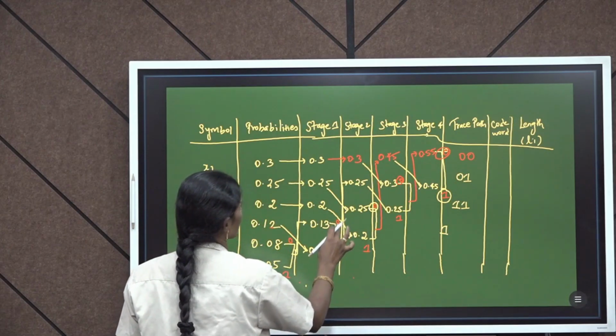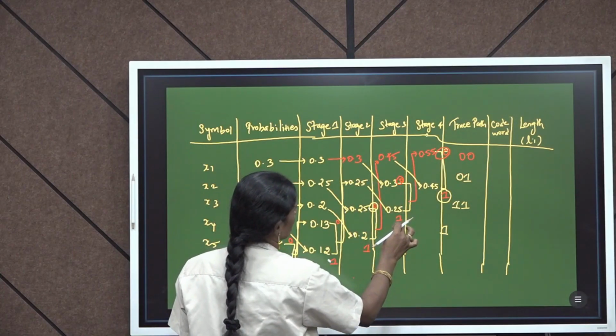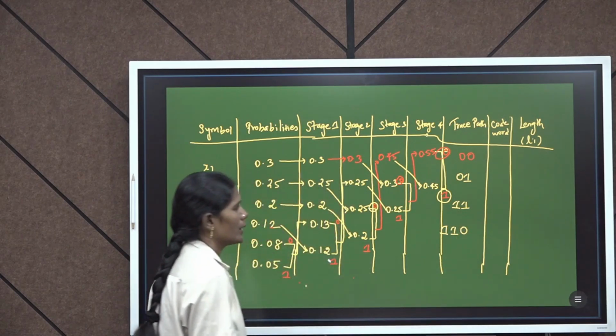Next, in stage 2, no binary word. Next, for stage 3 it is 1, stage 4 it is 0. So it is 1 1 0.